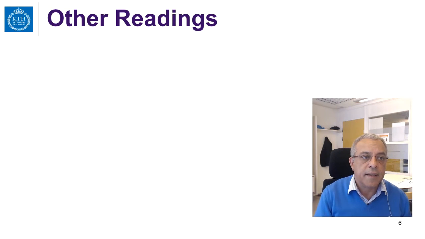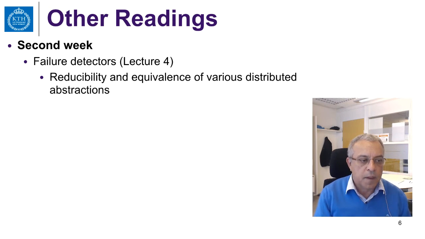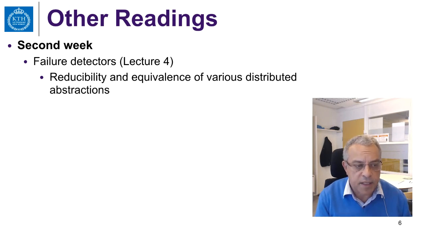We will provide extra material in the course for those lectures that do not use the previously mentioned books. The following material is not in the previously mentioned books. In the second week, the lecture on failure detectors, lecture 4, covers reducibility and equivalence of various distributed abstractions.